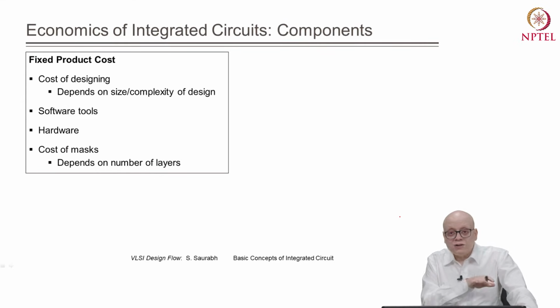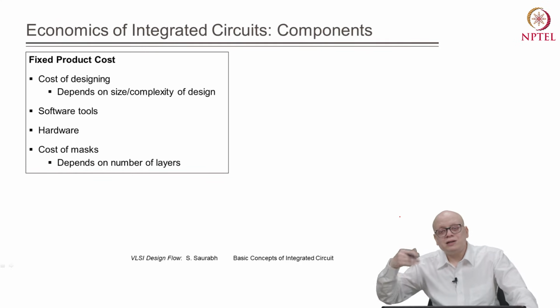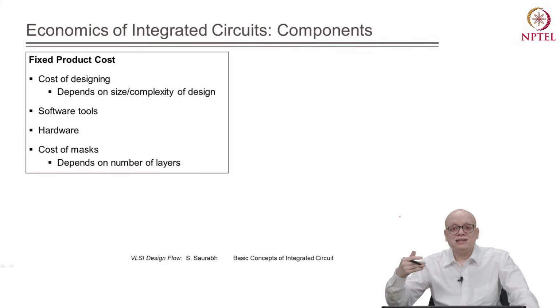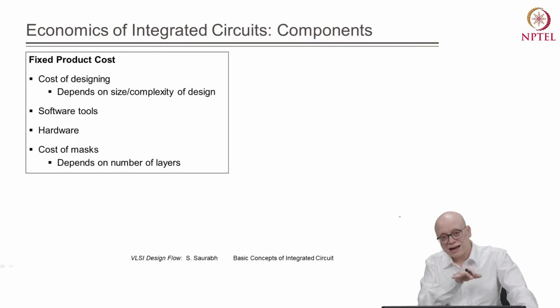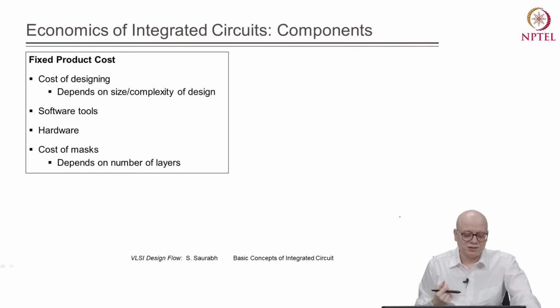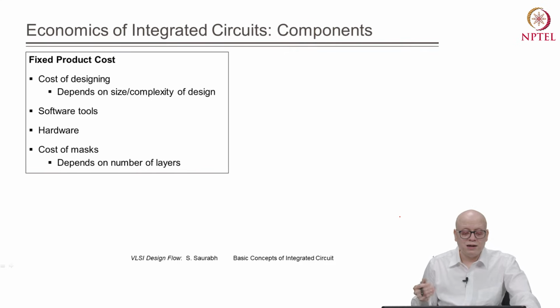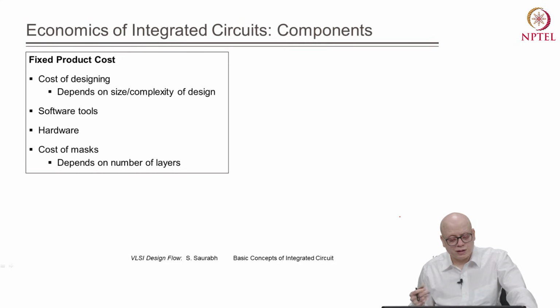So the mask is also made once, and the same mask is used multiple times, right? That is why the copying of integrated circuits becomes much easier, because the mask is prepared once at a very high level of accuracy, and that mask is replicated on the integrated circuit. But the cost of developing that mask is a fixed cost. It doesn't depend on the volume, whether we make 100 chips or 1 million chips. The mask will still be fabricated, and the cost of the mask will depend on the number of layers, right?